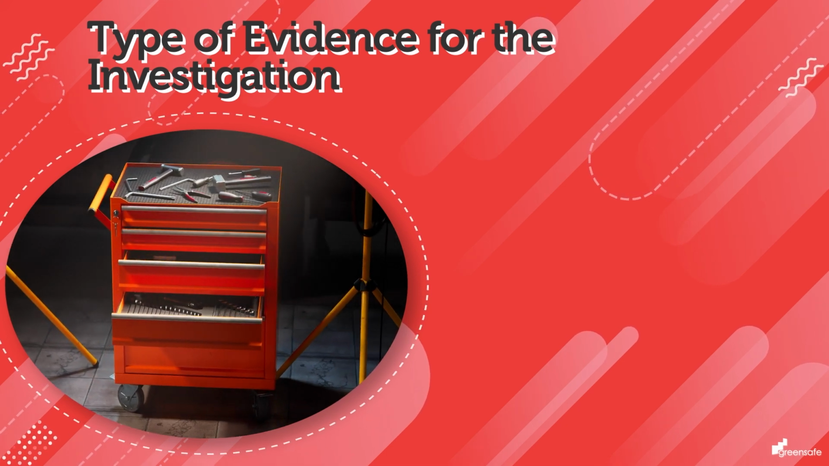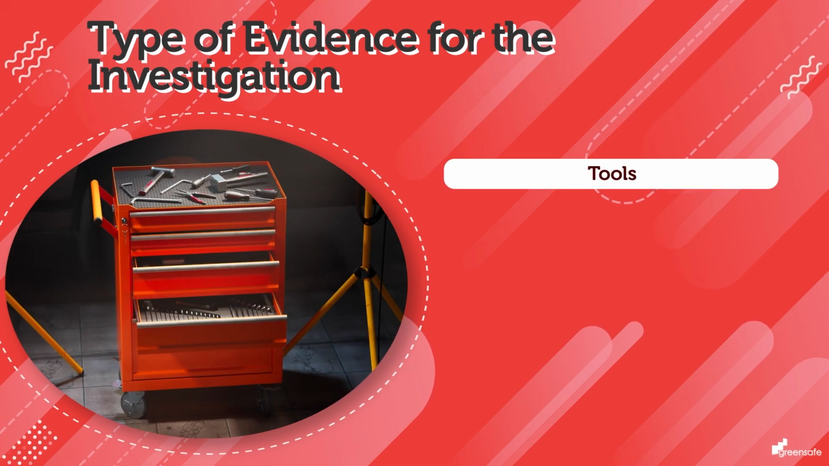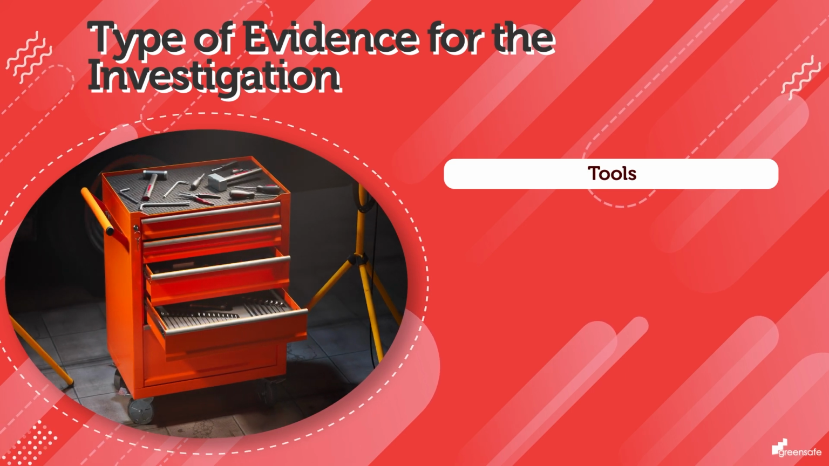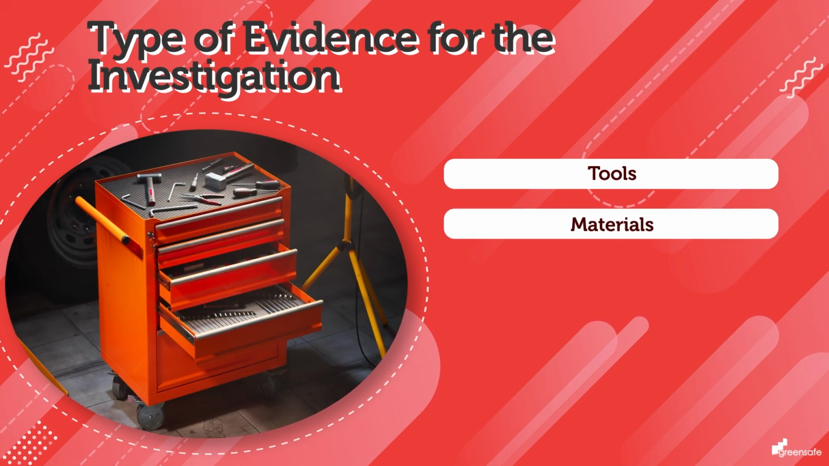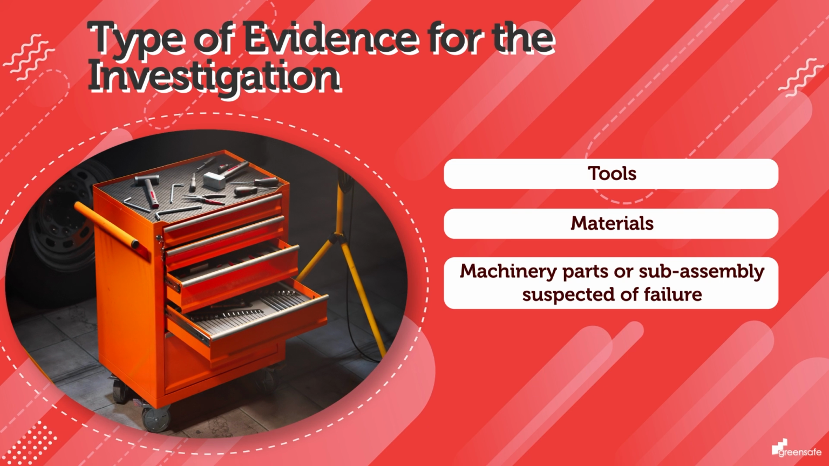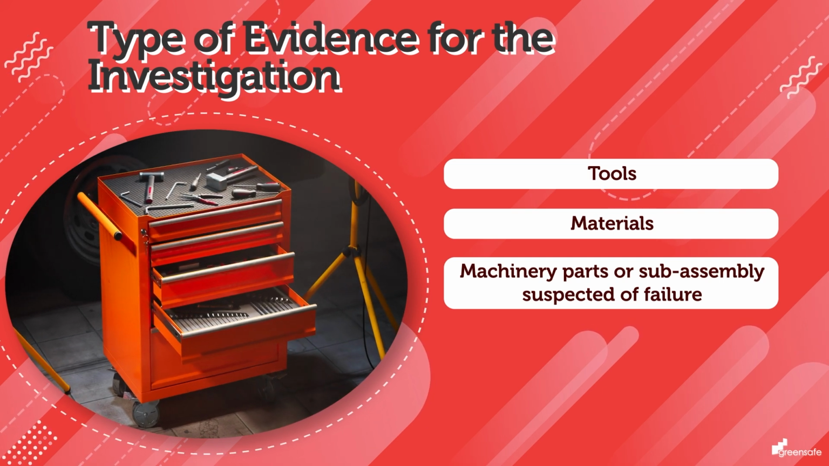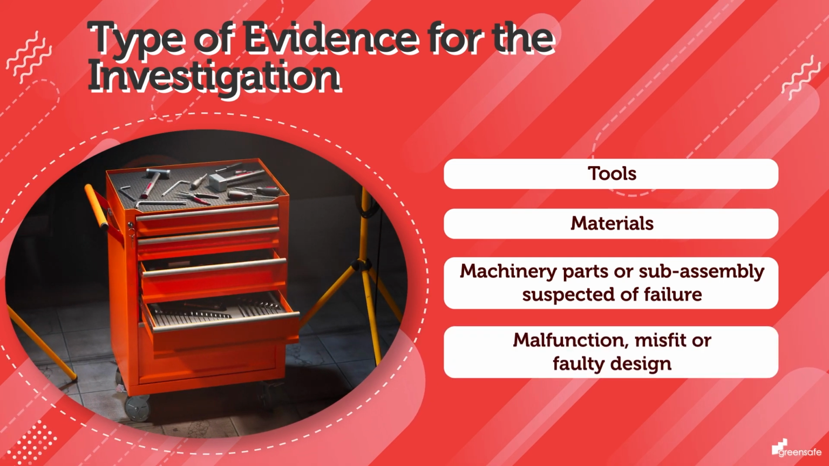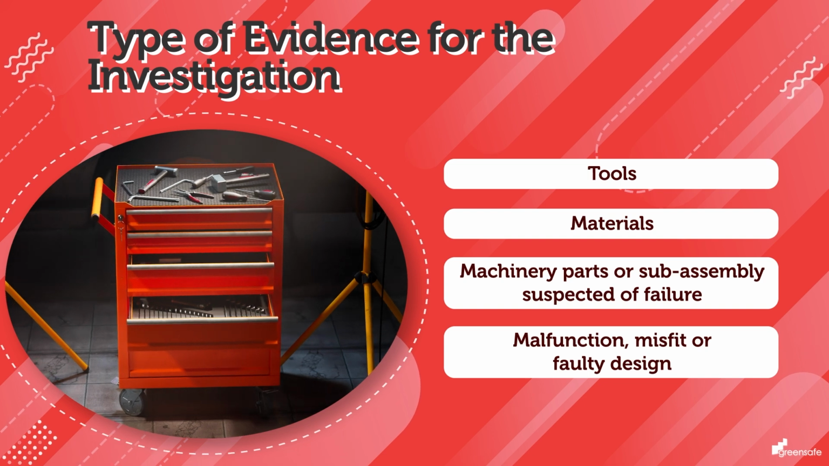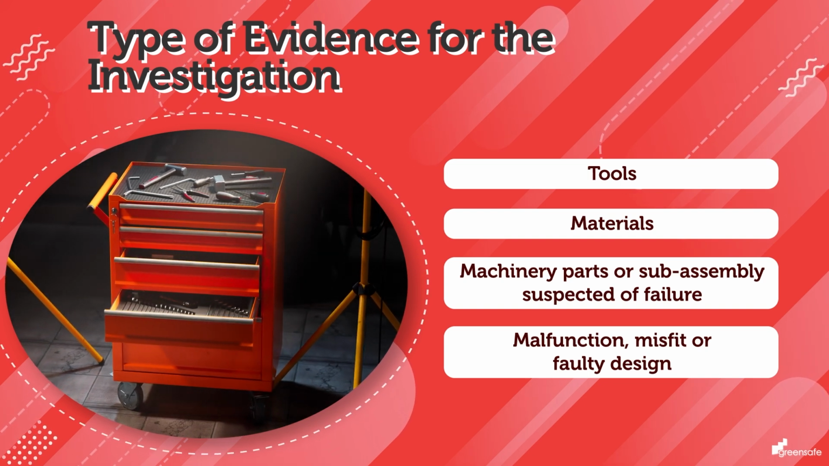Whenever something goes wrong on site, the most obvious piece of evidence to consider are the tools. Any tools, materials, machinery parts, or sub-assembly which are suspected of failure, malfunction, misfit, or faulty design are basic evidence.